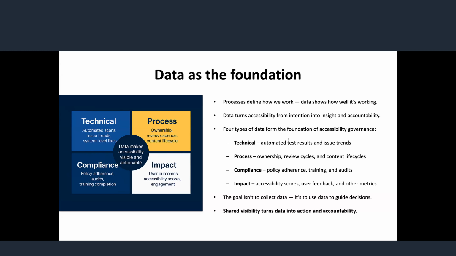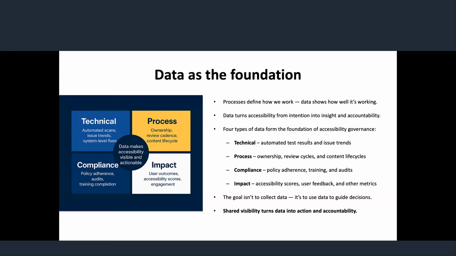But not all data is created equal. In accessibility governance, we focus on 4 core types of data, and each tells a different part of the story. The first is technical data. This includes automated scans and test results from tools like SiteImprove, Axe, or Lighthouse, or perhaps from the integrated accessibility testing plugins that we're going to discuss after my presentation. This data reveals code-level issues and trends over time.